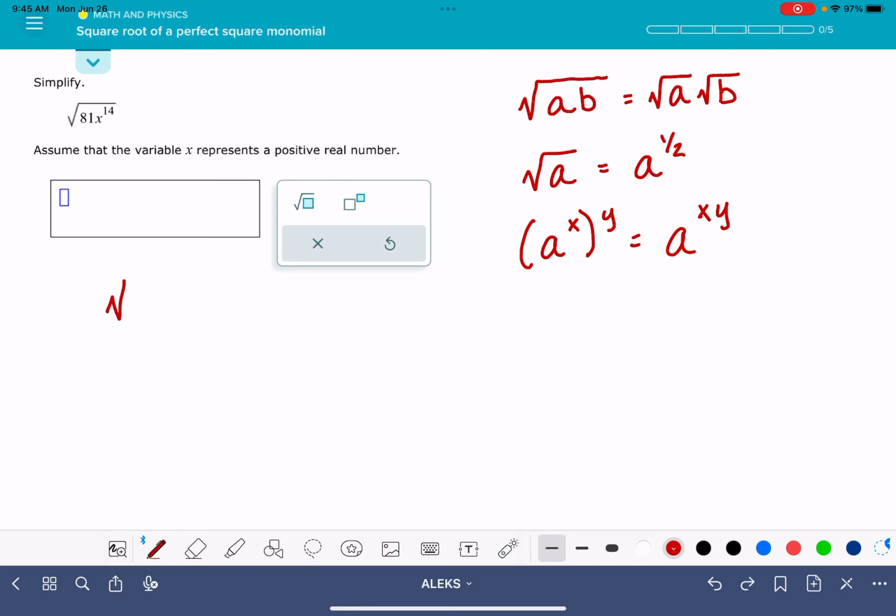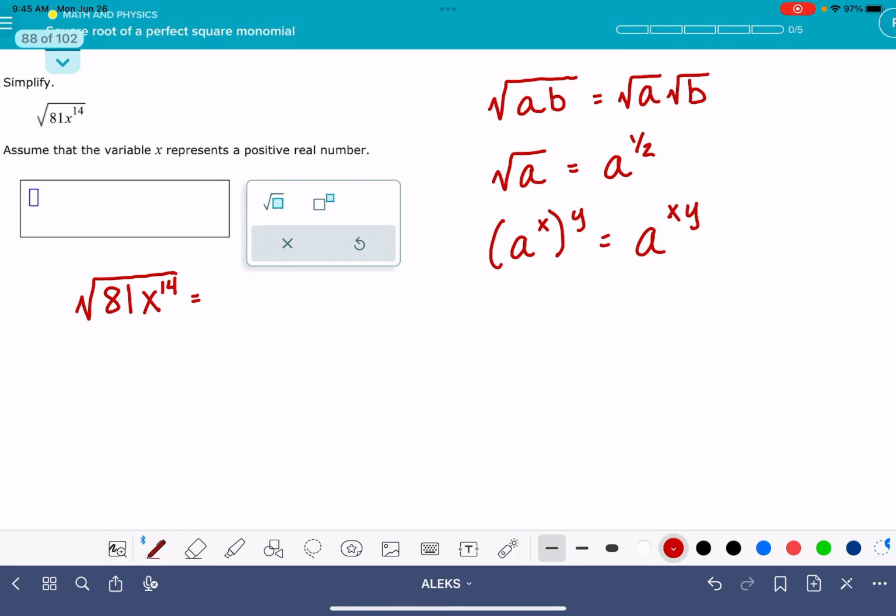I'm going to rewrite the problem that I have to solve. That is the square root of 81x to the 14. And the first thing that I'm going to do is use this concept right here to separate this. I'm going to separate it into the square root of 81 times the square root of x to the 14. I know the square root of 81 is 9, so I can solve that portion.